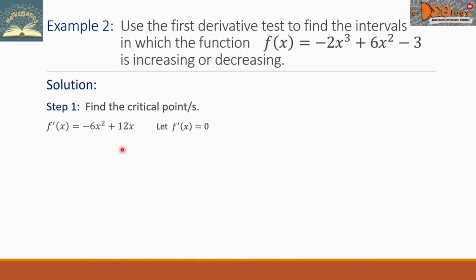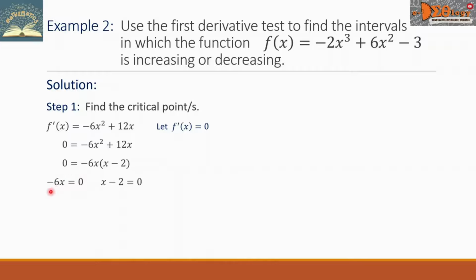And from here, we let f prime of x equal 0. So for this equation, the left side becomes 0. So we have it like this. Then let us solve for x. We can see that we can factor the right side as negative 6x times x minus 2. Then let us equate both factors to 0. So one factor is negative 6x equals 0. The other factor is x minus 2 equals 0. Then let us isolate x.